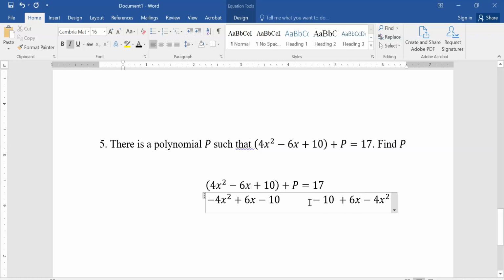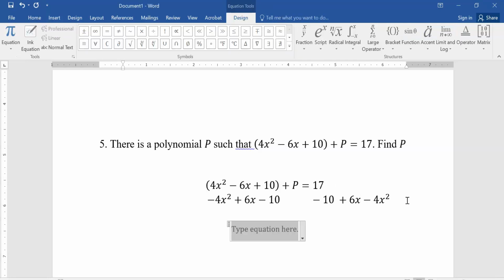Now, I'm going to put the polynomial on the right in descending order. So on the left, you're just going to end up with p. On the right, if I put this in descending order, I get minus 4x squared plus 6x plus 7. All right, that's 17 and the minus 10 combined to give you a plus 7. Hopefully that's all right to watch and see.